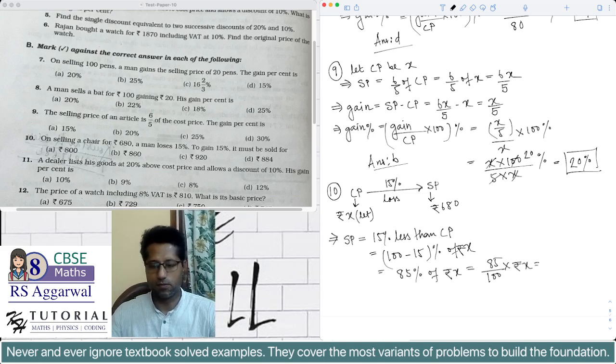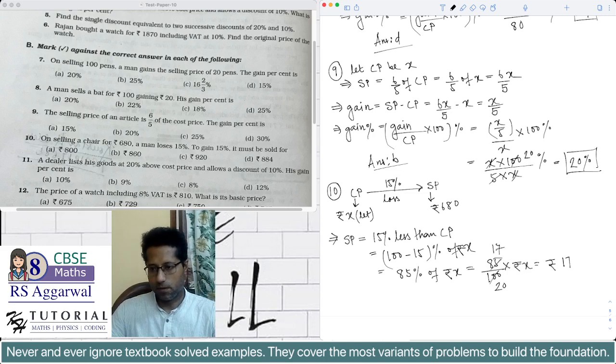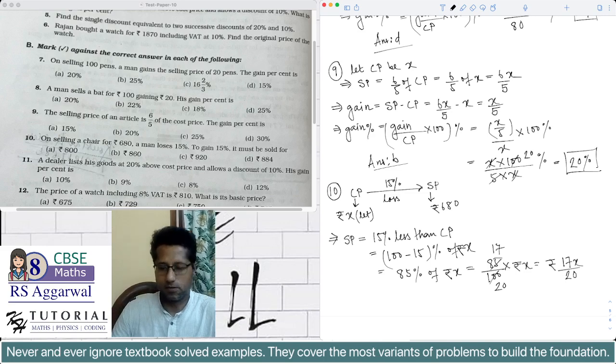This is equal to, after simplification, 5 times 17, so this is rupees 17x by 20. This is the selling price based on the cost price assumption of x, and the selling price is already given to be 680. So we can say 680 is equal to 17x by 20.